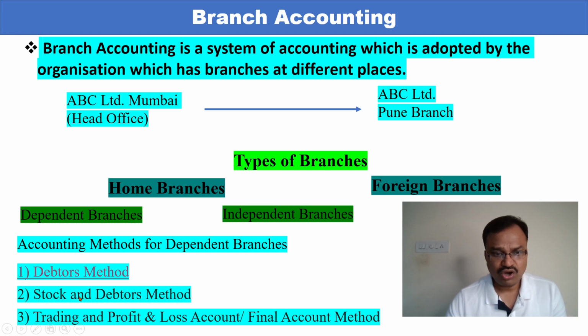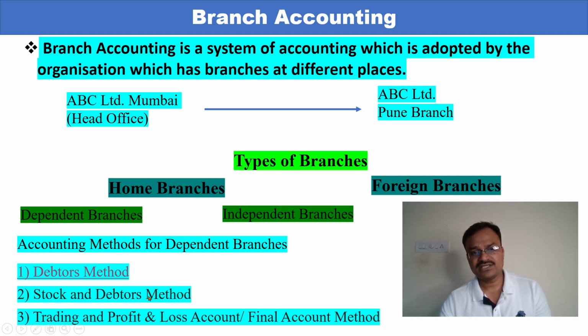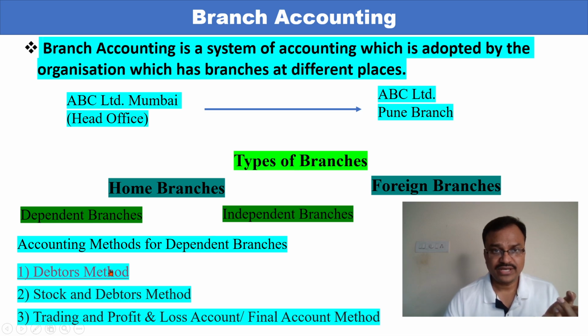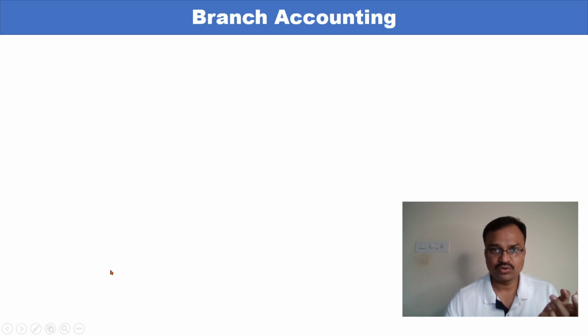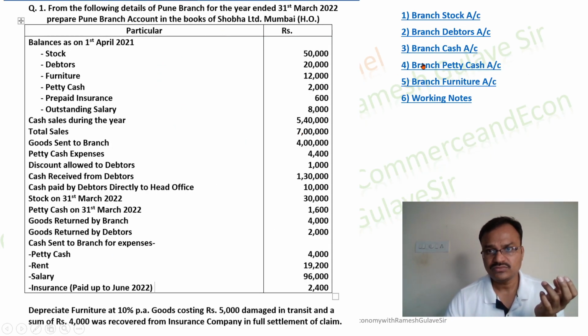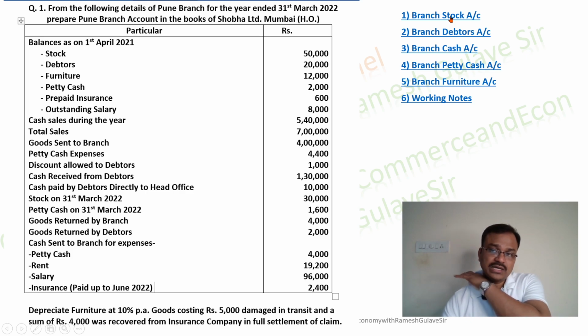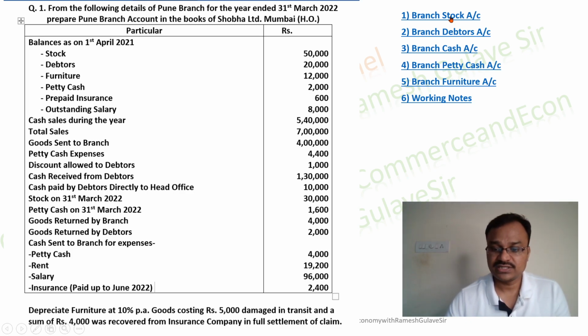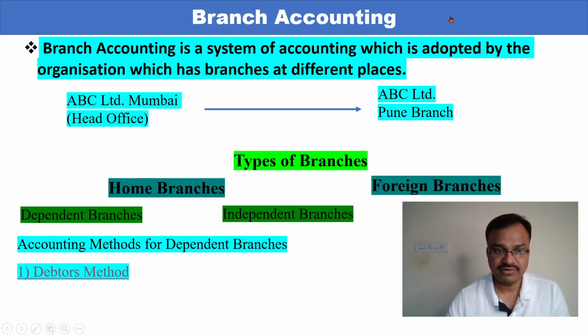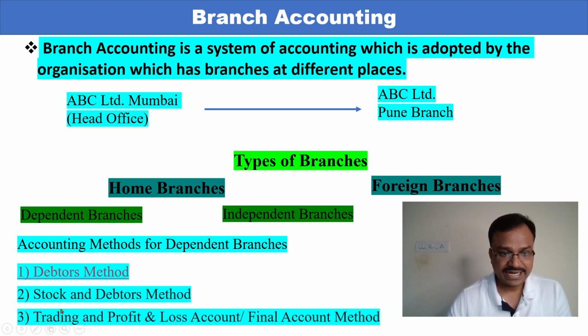Now second method is stock and debtors method. See, under stock and debtors method, as I said, separate accounts are prepared for everything. Separate accounts are prepared for stock, debtors. Okay, now let me show you how this is exactly done in the stock and debtors method. Second method, that is, see friends, one more time I would like to show you that here we are discussing the stock and debtors method, right?